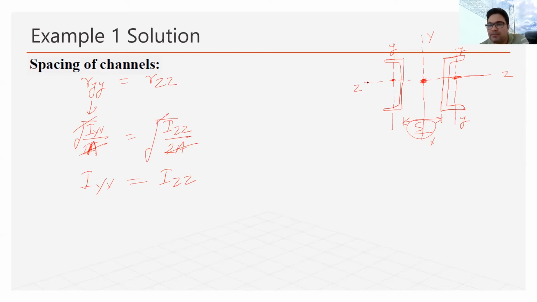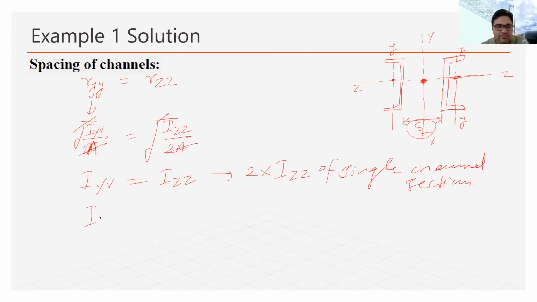As you can see here, the z axis is common for the individual channel section and for the whole assembly. So I can write the izz value directly as 2 multiplied by izz of a single channel section. And for the iyy value, as you can see, the y axis of the individual channel section and the y axis of the whole assembly are not on the same line. So I have to find this by using the parallel axis theorem.